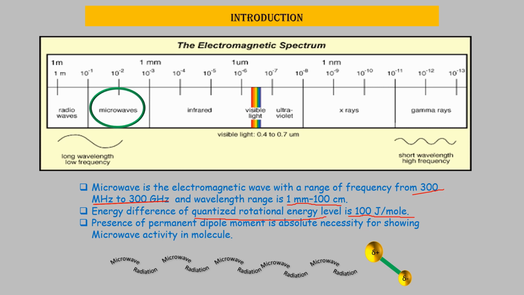Thus, the energy required for the molecular rotation of a molecule with permanent dipole moment is interactable with microwave radiation. So, rotational spectroscopy is also known as microwave spectroscopy. The necessity of the presence of permanent dipole moment can be explained by the separation of the electric charges, which is responsible for the interaction with electromagnetic radiation.